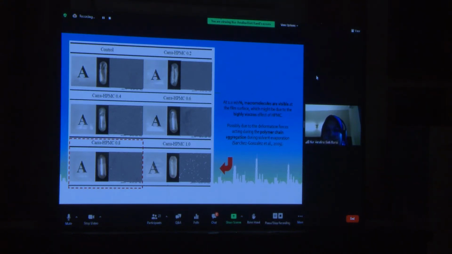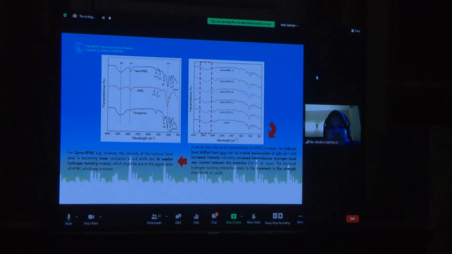This is due to the deformation forces acting during the polymer chain aggregation. Okay, these are the results from the FTIR. You can see that the OH bond, the hydroxyl bond, shifted to a lower wavenumber with increased intensity, indicating increased intermolecular hydrogen bonding. That is the hypothesis of this research, that hydrogen bonds are created between the materials, carrageenan and HPMC. At 0.1%, weaker hydrogen bonding is created.